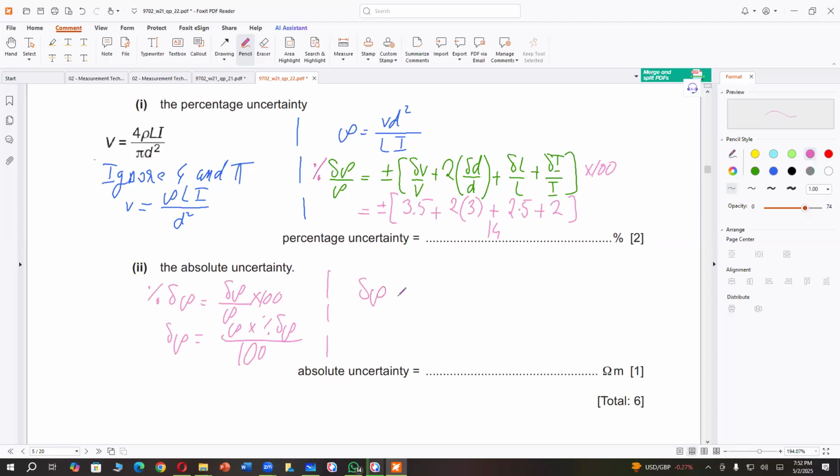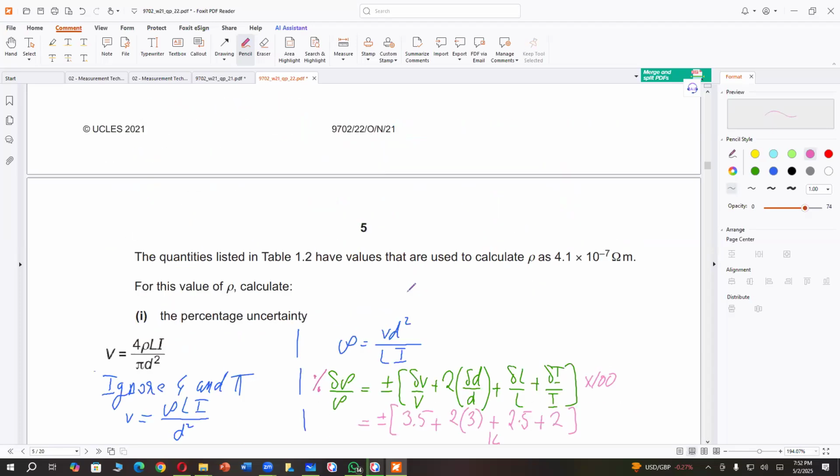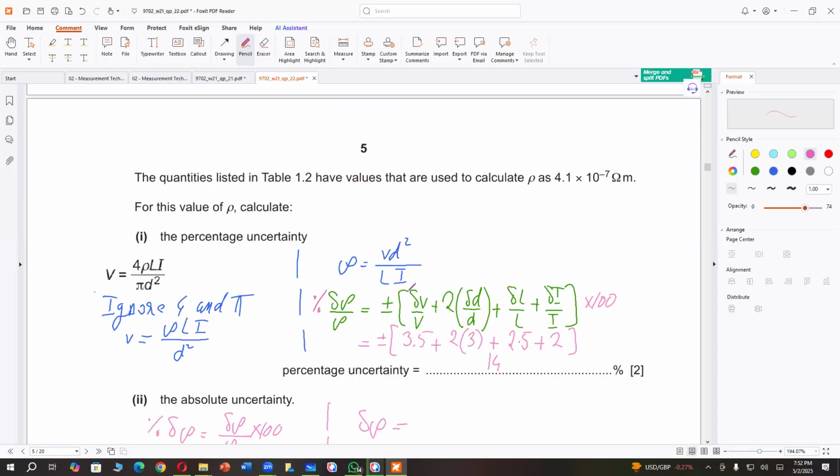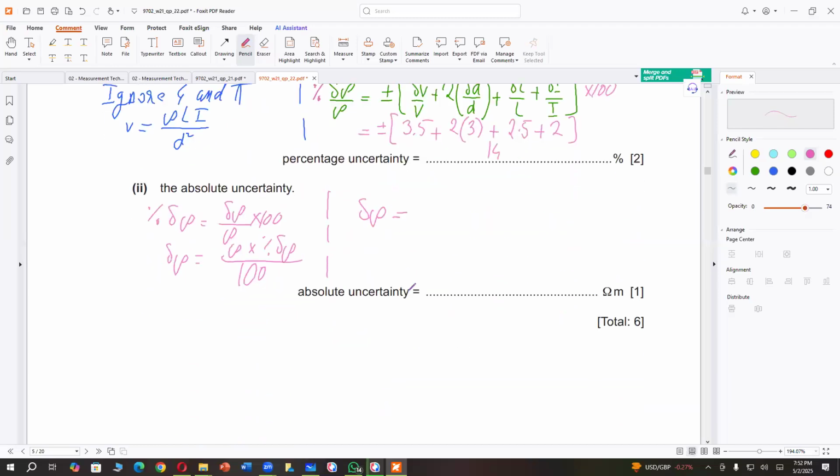So the value of rho is 4.1 10 power minus 7. This is resistivity. 4.1 10 power minus 7 into 14 upon 100. So do the calculation, please.